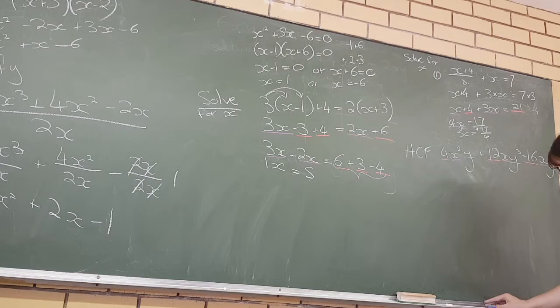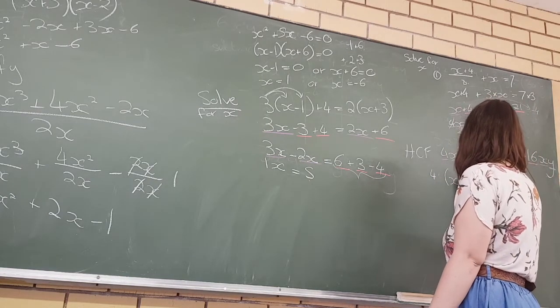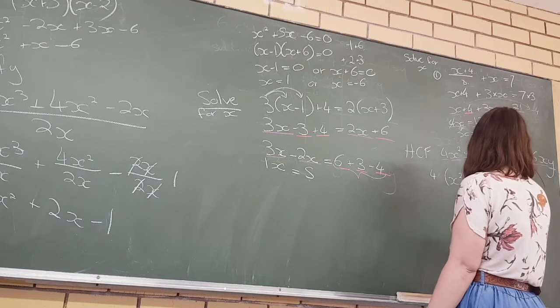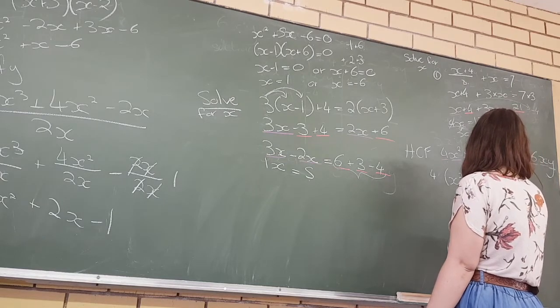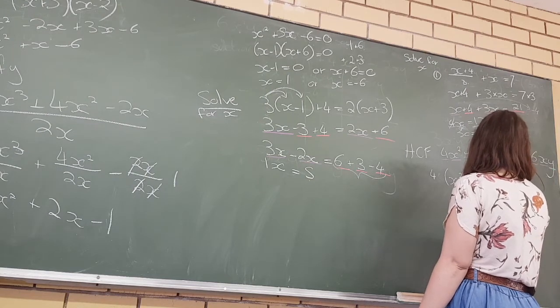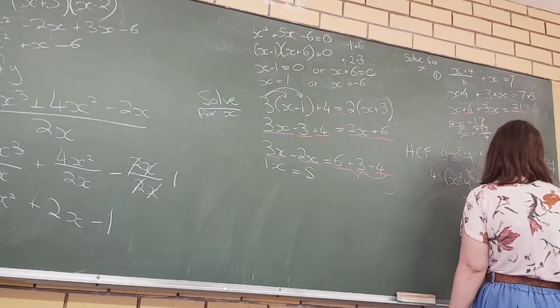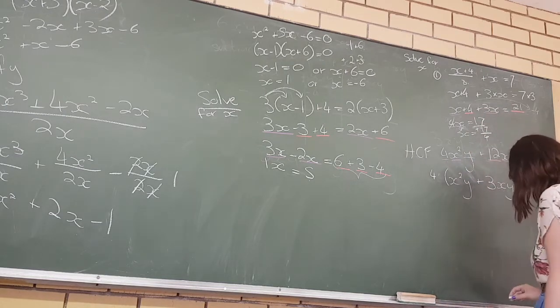So now I look at this and I say, what is the highest common factor in my reds or my pinks? What's the highest common number that I can divide all of them by? 4. So I take out 4. And I'm left with x squared y plus 12 divided by 4 gives me 3xy cubed minus 4xy.